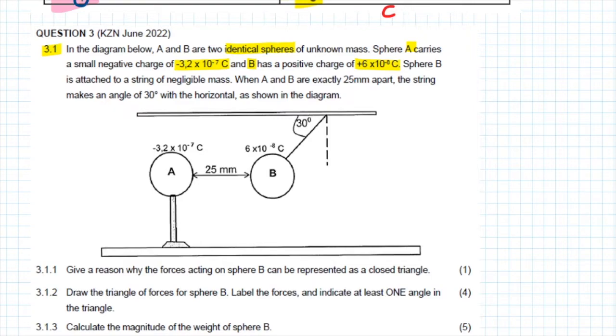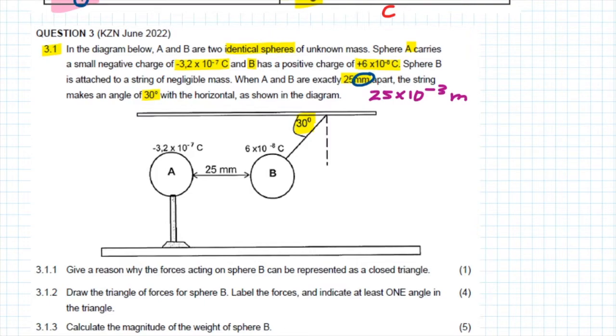When A and B are exactly 25 millimeters apart, at this point I'd like to remind you that millimeters is not the correct unit in which we measure distance, so we need to convert this by multiplying by 10 to the negative 3 to get the value in meters, or we can divide by 1000. It does exactly the same thing. They say A and B are exactly 25 millimeters apart. When they are this distance apart, the string makes a 30-degree angle with the horizontal, and fortunately, we can see this in the diagram.